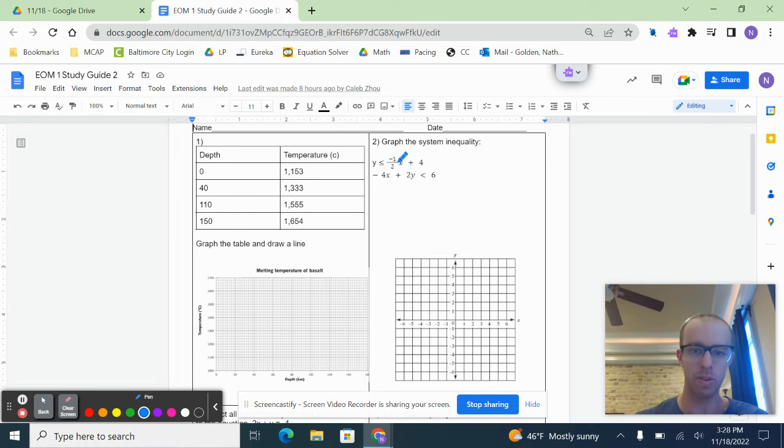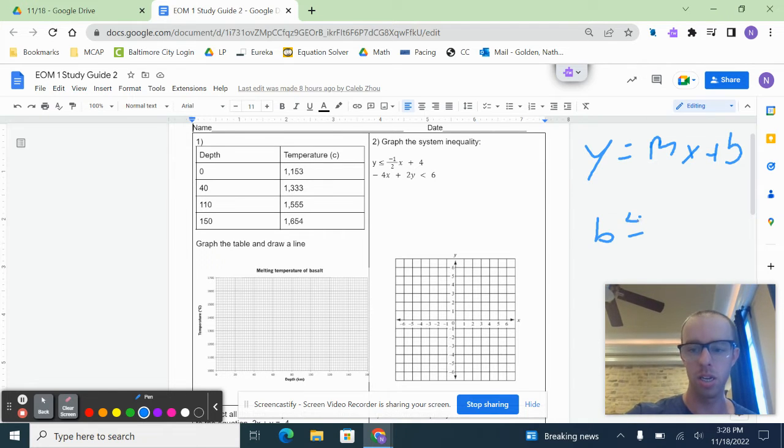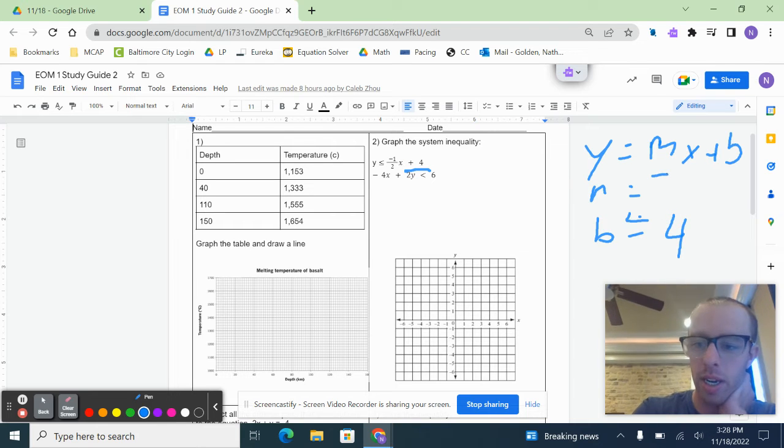All right, we also have to graph the second one. I'm going to graph the first inequality first. It says y is less than or equal to negative 1/2 x plus 4. This is in y equals mx plus b, where b is the beginning and m is the slope. So here I see that the b is positive 4, so I'm going to write that here, positive 4, and the m is negative 1/2.